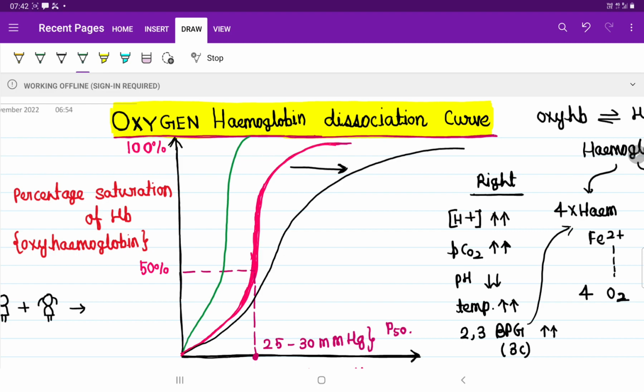They changed the condition. They decreased the hydrogen ion concentration. They observed that when hydrogen ion concentration decreases, the curve shifts to the left side, means left hand side. Now you see, when the curve shifts left hand side, we need less partial pressure for 50% saturation.